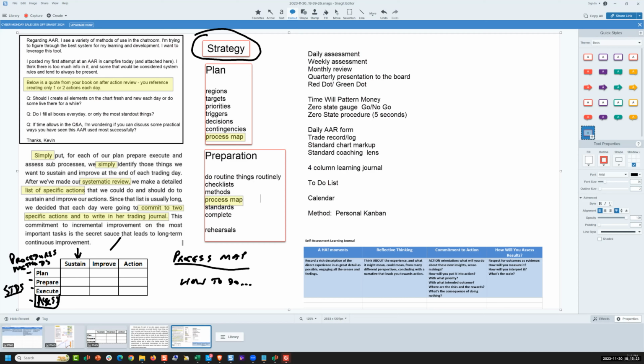In a simple way, this chart here, the plan, prepare, execute, and assess versus sustain, improve, and action, is one of the ways that you might design a process map. All right. This one here, the 4-column learning journal, which is also part of this system, is a more formal specification for what to put in each of those 4 columns. So here's column 1. I'm going to notice, I'm going to be on the lookout throughout my plans and operations. I'm always going to be on the lookout for aha moments.